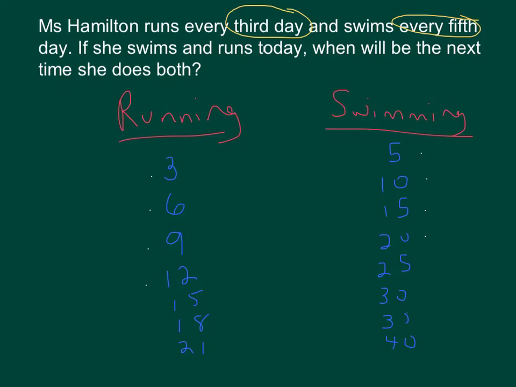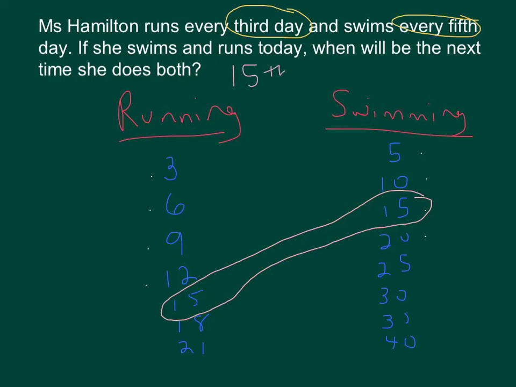So what we're going to do now, that Eliza has told us in one section and Abshir has told us in another section, is make sure that we are finding when they overlap. So I can look at my list and see when they are going to have the same number under them. And we can see that on the 15th day I'll be running and on the 15th day I'll be swimming. So the next time I'm going to be doing both is the 15th day.